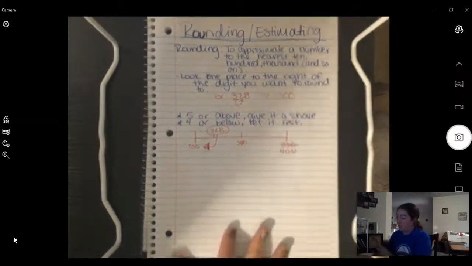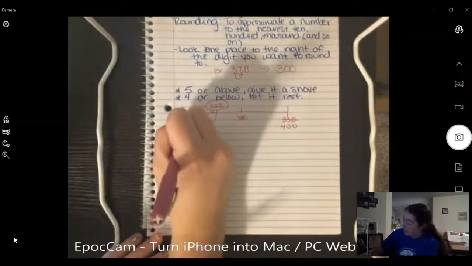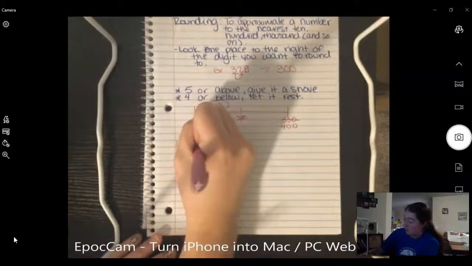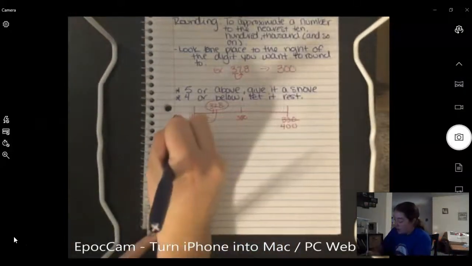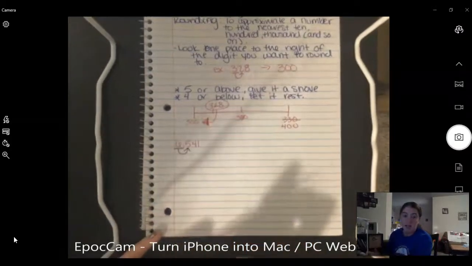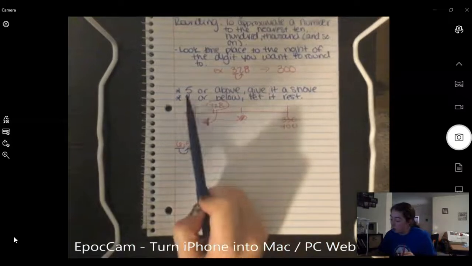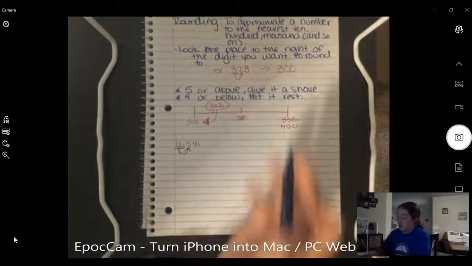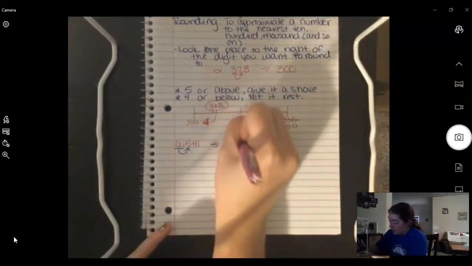Okay, let's do another example. So we have 6,541. And we are trying to round to the nearest 1,000. So we underline it, we look to the right of that, and we look at this digit. Well, it's 5, so let's go back to our rule. 5 or above, we give it a shove, which means we go up. So this would round to 7,000.